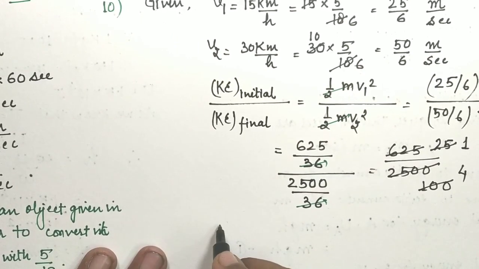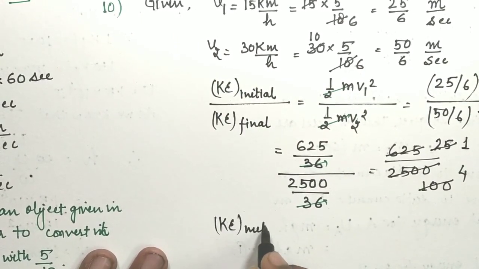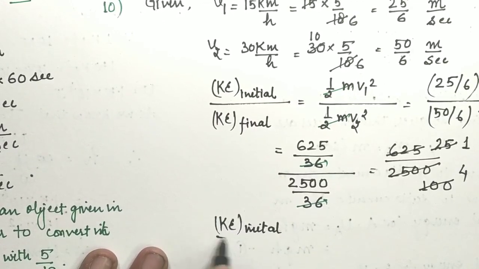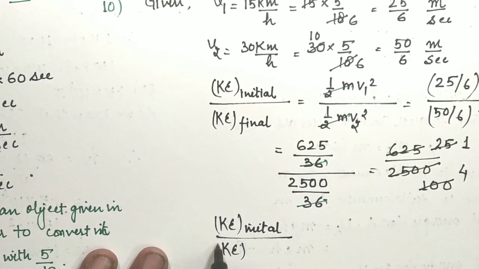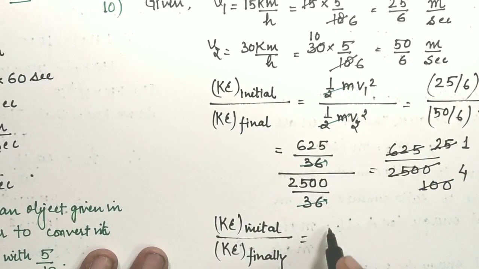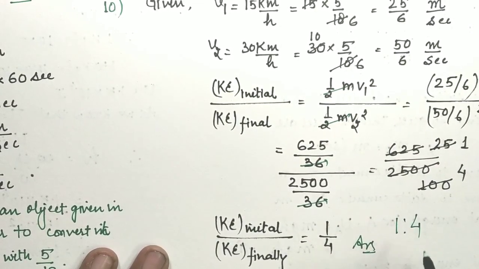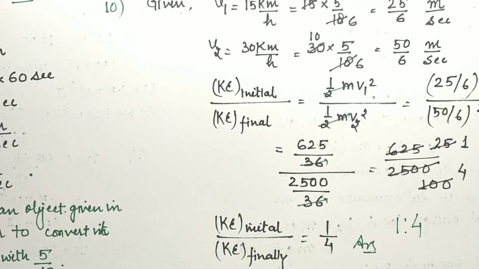So the ratio of the kinetic energy initially to the kinetic energy finally will be in the ratio of 1:4. So here we will get the answer as 1:4 for this question.